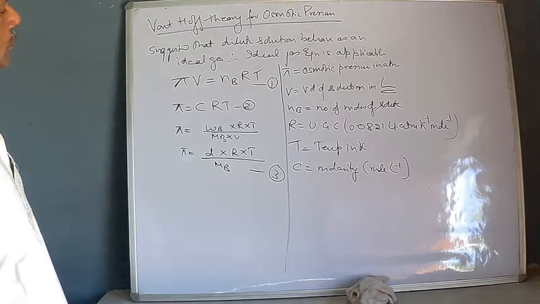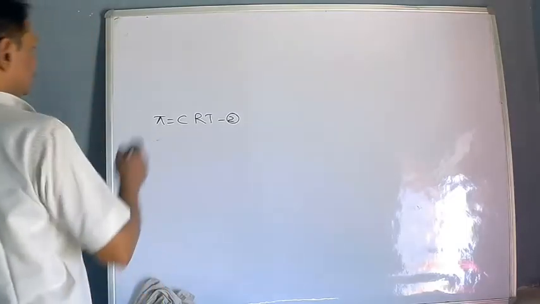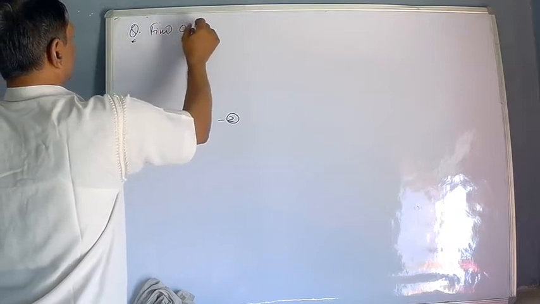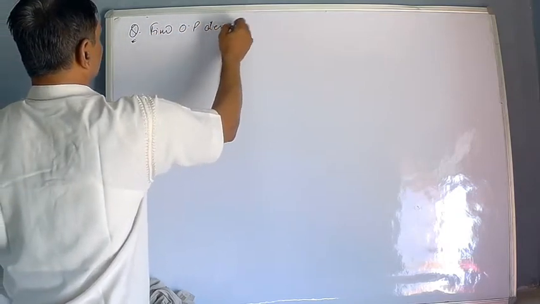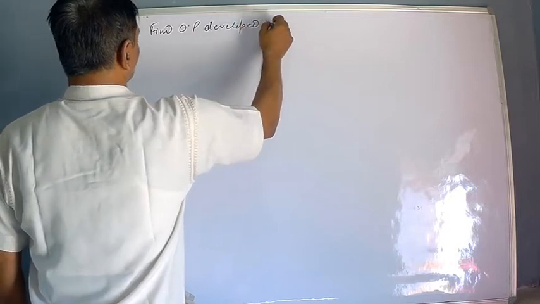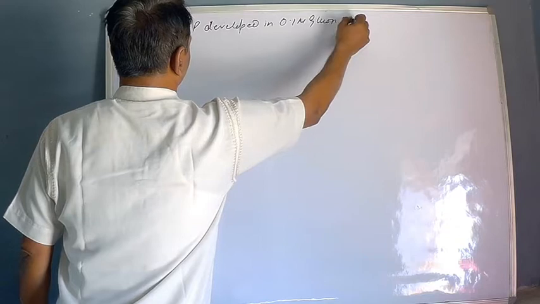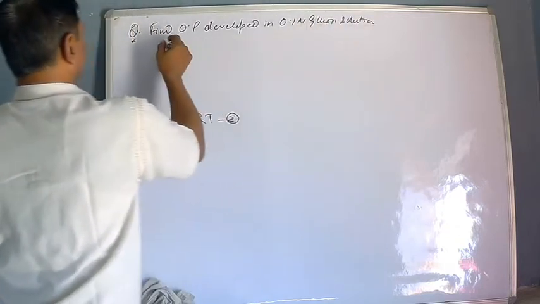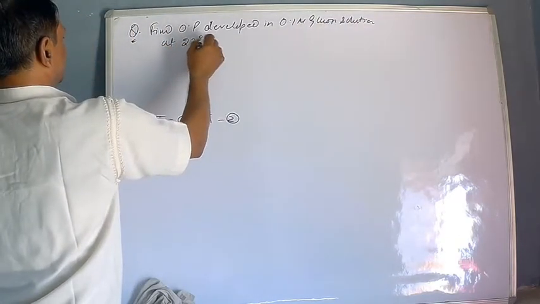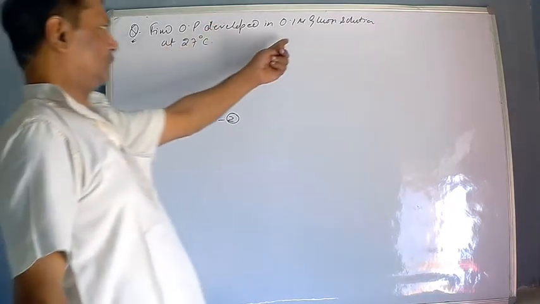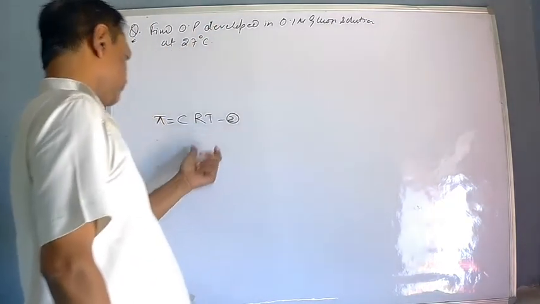And now we'll be doing numericals. The question is, find osmotic pressure developed in 0.1 molar glucose solution at 27 degrees centigrade. So the concentration has been given to us. So we'll use formula number 2.